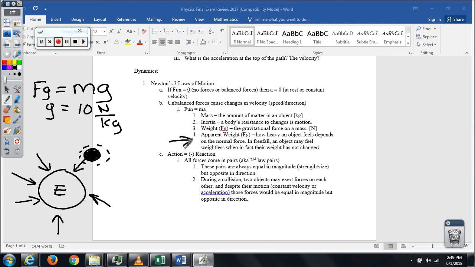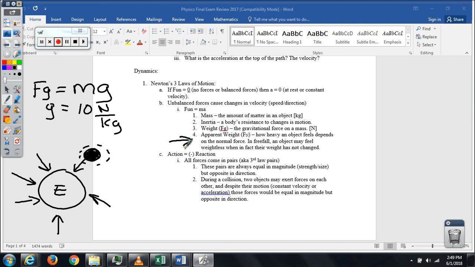But the apparent weight, how heavy you feel, is the normal force. So gravity wants to accelerate us. If we accelerate at 9.8 meters per second squared, we would feel like we were in free fall. But we're not, because the floor is pushing back on us. So we're feeling the resistance to what gravity would otherwise make us do, pulling us downward. So we feel whatever the normal force is.